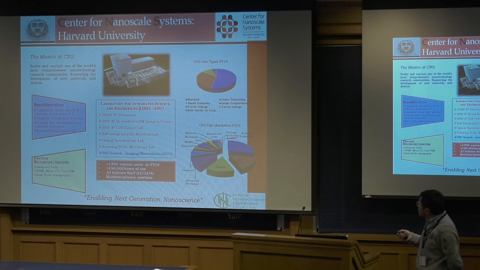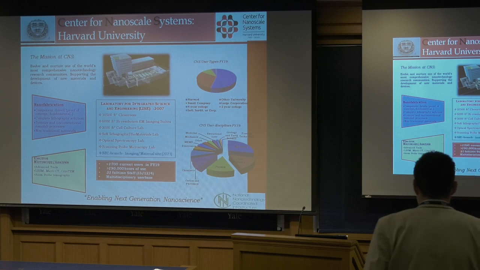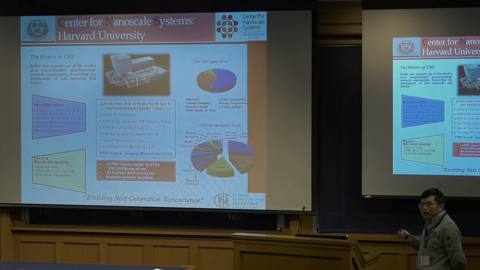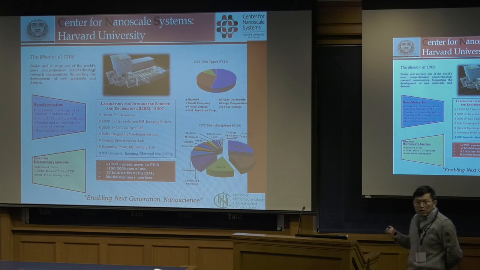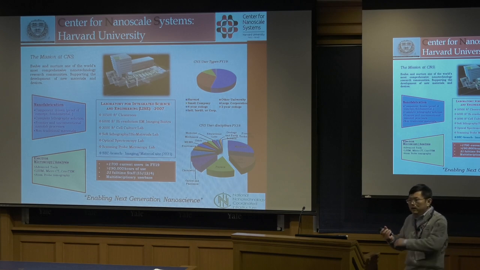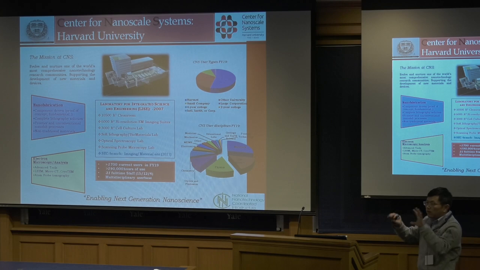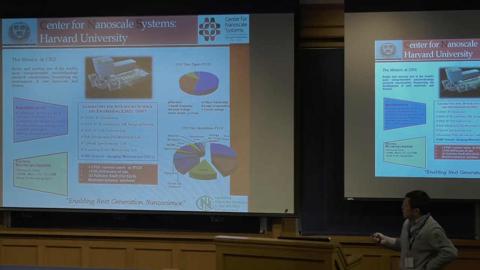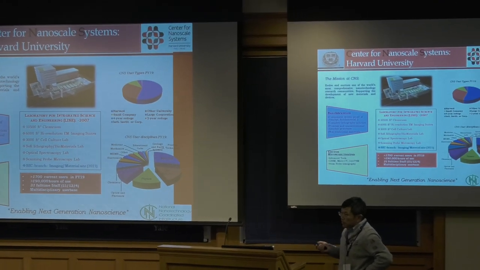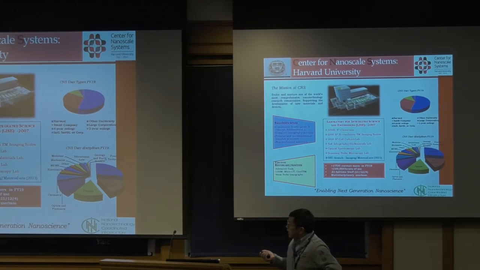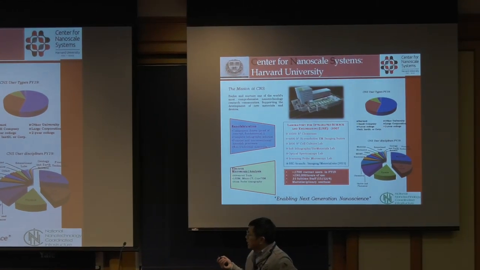And this is our center. It's a four-floor center underneath. The original idea is that we try to include all the nanoscience and technology activities in one building, called the Laser building. In this center, we have the cleanroom, imaging, and a cell center.